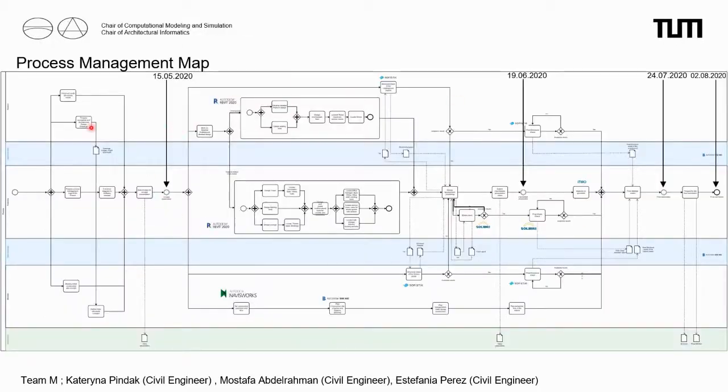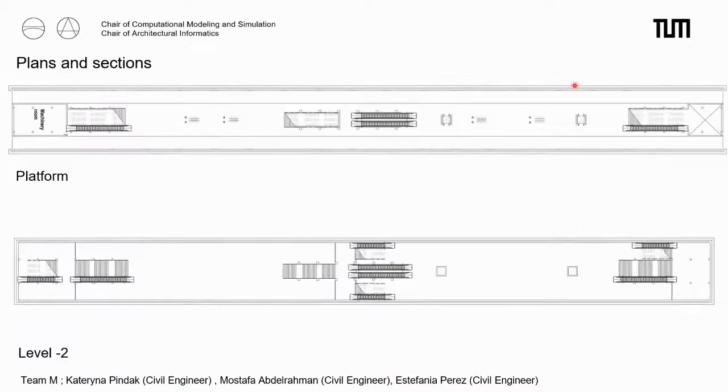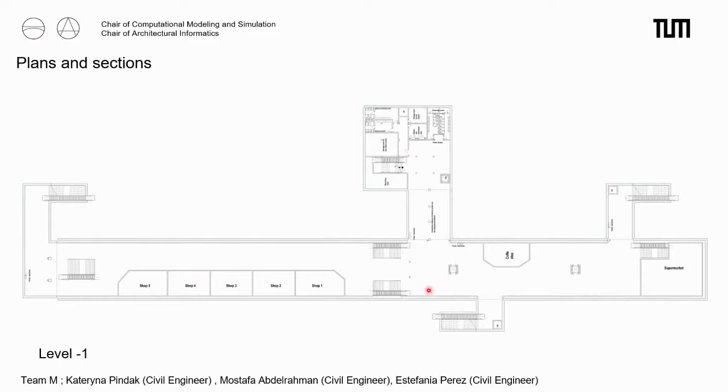This is our business model map that we use with all the steps that we follow to come out with our final design. And this is the last stage that we are at the moment. This is the platform level where you can see there are different sets of stairs, different locations. And this is an intermediate level that serves as a landing that connects the station with the visitor center, where we have some shops and a supermarket, and also we have the exits of the station.